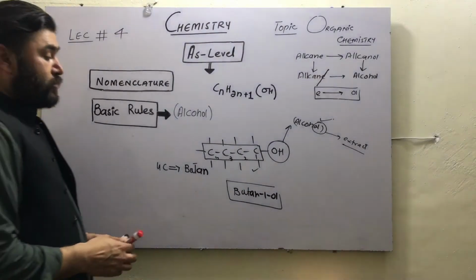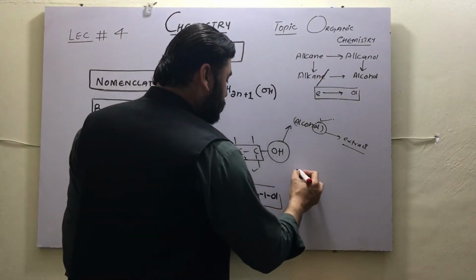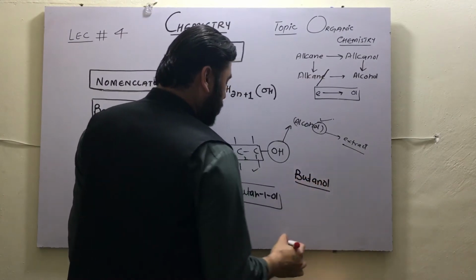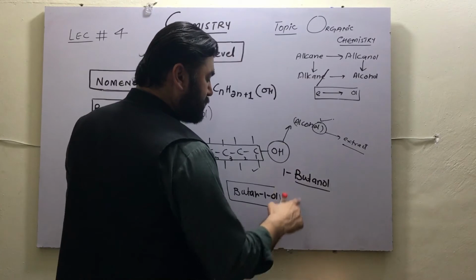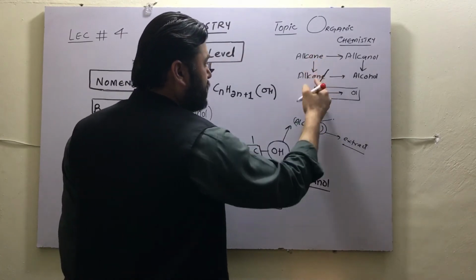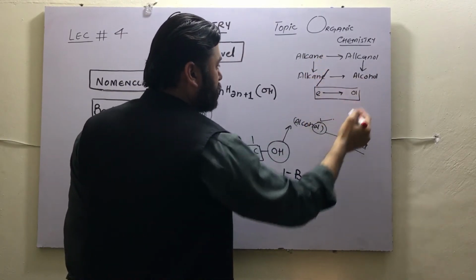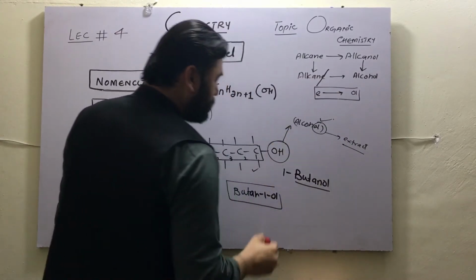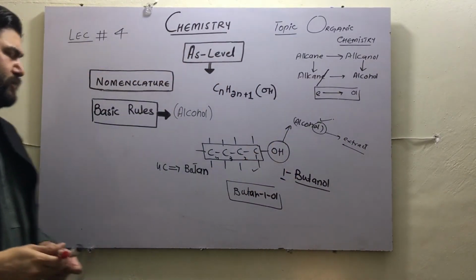And one thing more important, this is butan-1-ol. This can also be called butanol, and we can say 1-butanol, because as I told you, we will remove the E of the alkane and add ol. So from butanol to 1-butanol, because 1 gets the position. So this is also important.